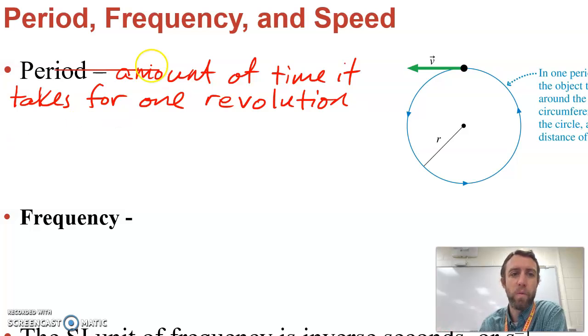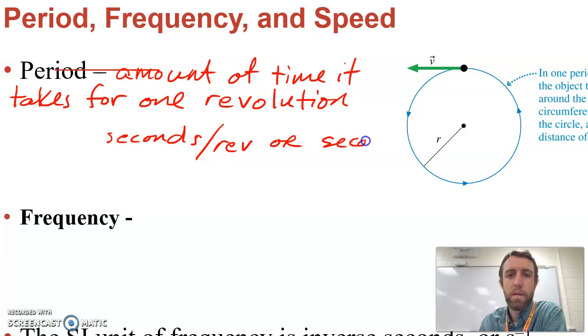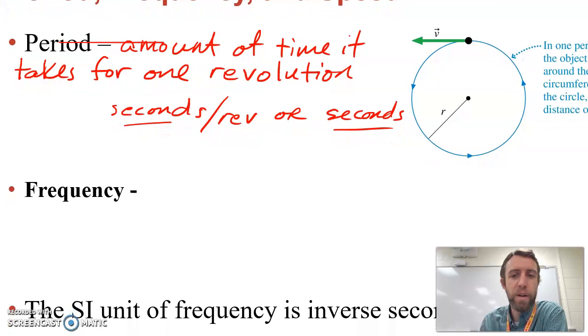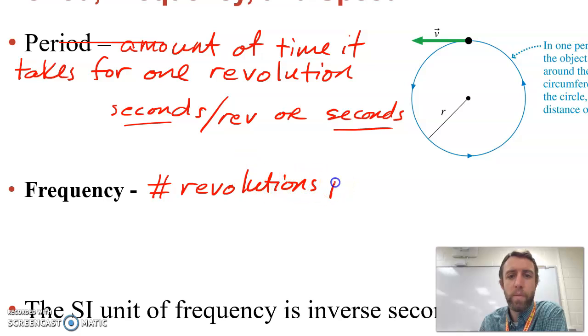So the amount of time it takes for one revolution or repetition of some event, okay? It's measured in seconds. So you could say seconds per revolution or just seconds. Most of the time we will be using seconds as our time, but like I said, it will change from time to time, different scenarios. Frequency is just the inverse of the period. So it is number of revolutions per second.